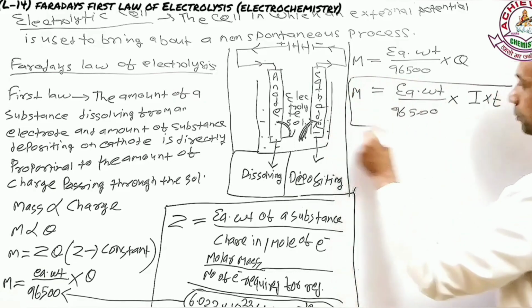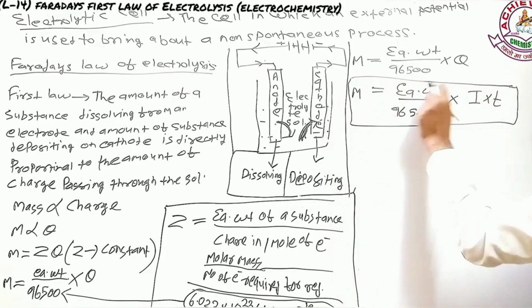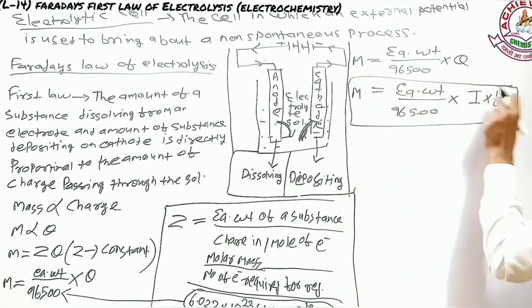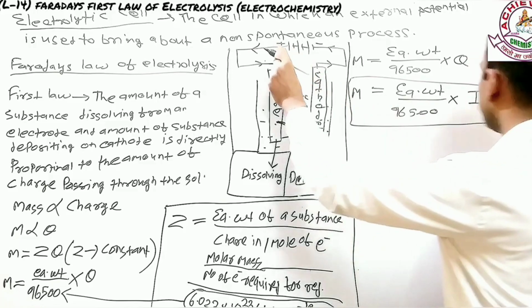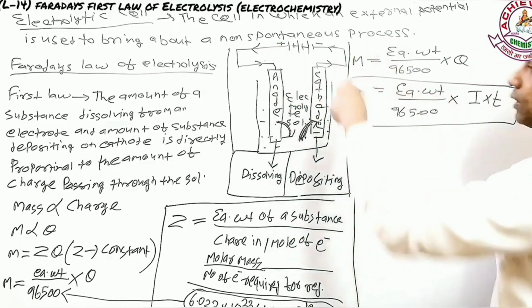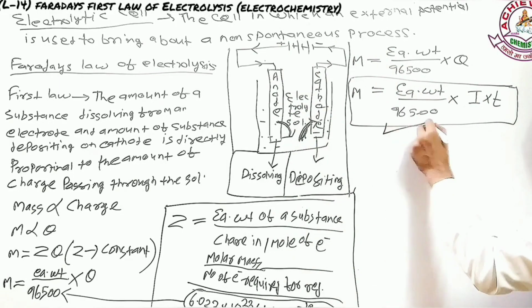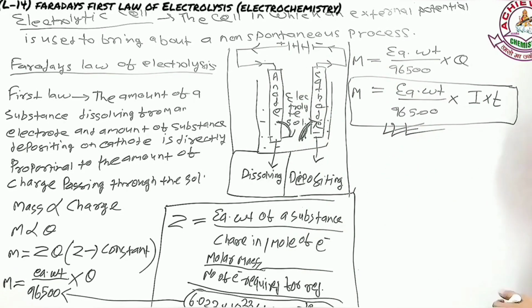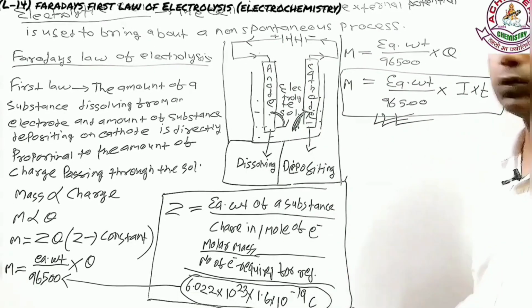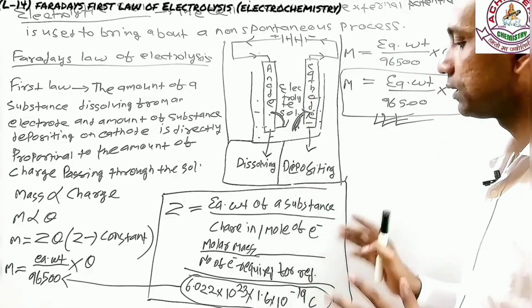So the amount of substance dissolving is equal to equivalent weight into I into T divided by 96500. What I is the amount of current passing through, and T is the time for which the current is passing through. So there you need to concentrate, because this is what Faraday's first law relates to you. Let me repeat it so that you understand quite easily.